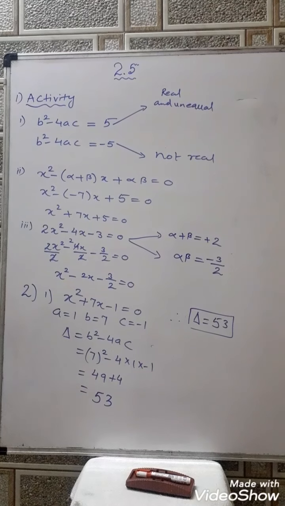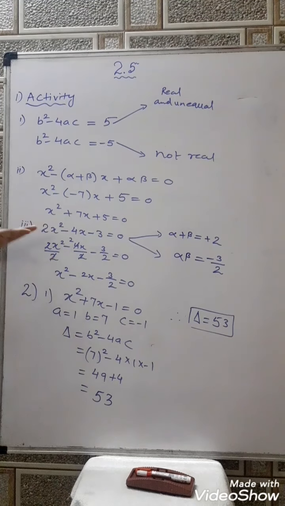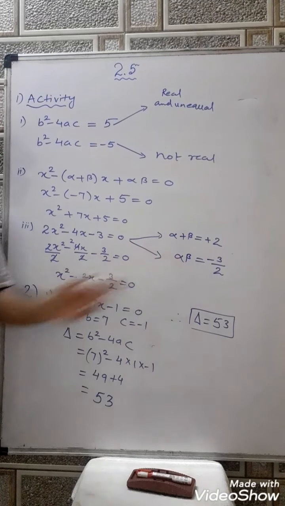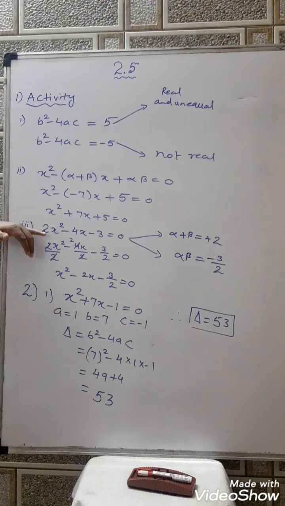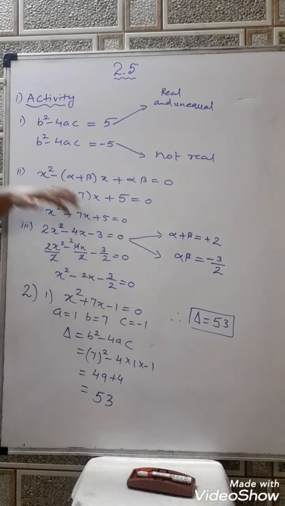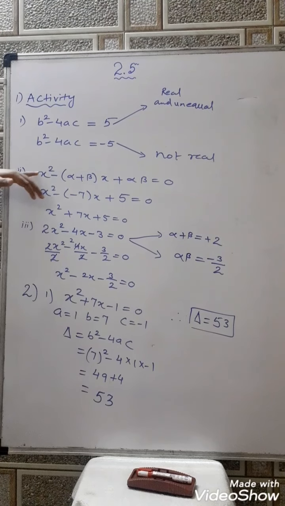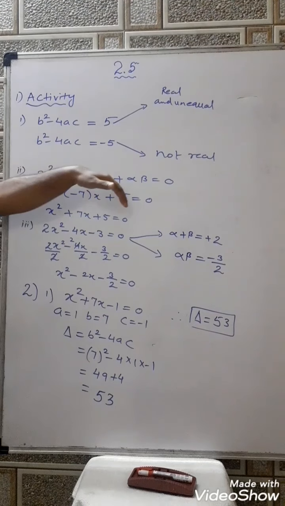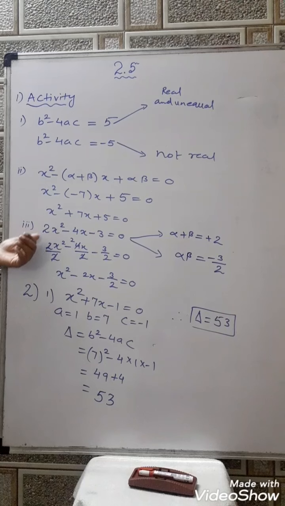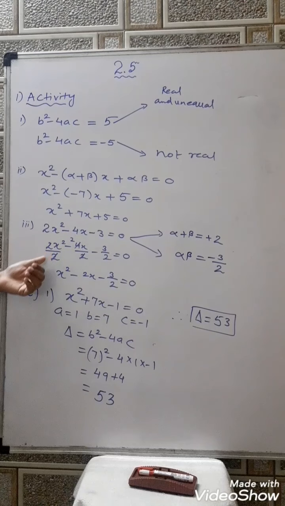In the third part, it asks about the given equation. You have to write down the sum of the roots and the product of the roots. Here the equation given is 2x square minus 4x minus 3. We know the equation form is x square minus alpha plus beta x plus alpha into beta. So first we divide the whole equation by 2.